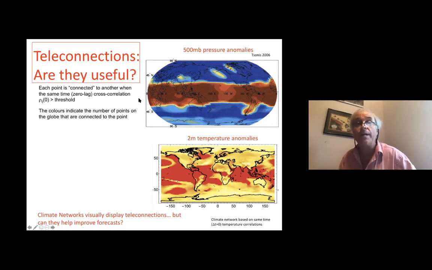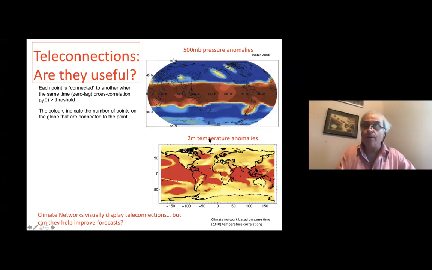I'll come to it momentarily, but just to show you the usual idea about teleconnections, you can see this very visually using network theory. This is Sonar's 2006 500 millibar pressure anomalies. The red indicates a region which is strongly connected to more than half the rest of the globe. So take a red pixel here, on a pixel by pixel basis at, I don't know, 1 degree resolution. The correlation in the time series of pressures at this point with the pressures at another point is above some threshold. And so you then create this idea of a network of connections.